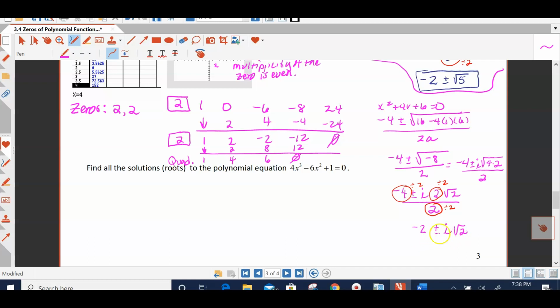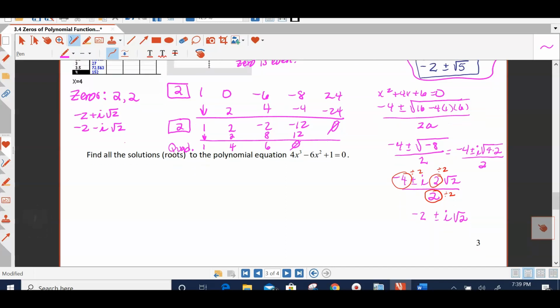Those are our other 2 zeros. Notice they're conjugates and it's imaginary. That's why they didn't show up on our graph. So if I had to list the zeros for this function, it would be 2, 2, and the other ones would be negative 2 plus i square root of 2 and negative 2 minus i square root of 2. That was a tough one.